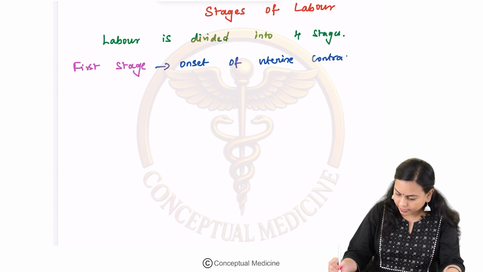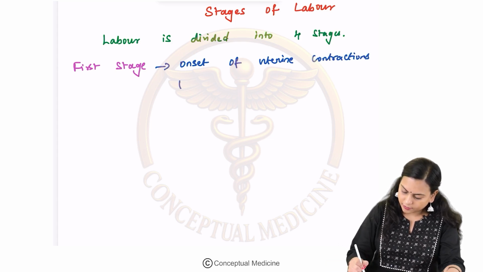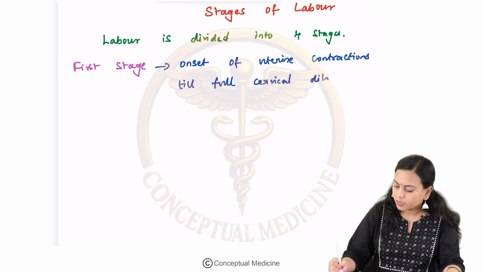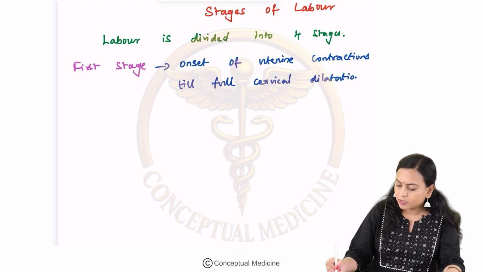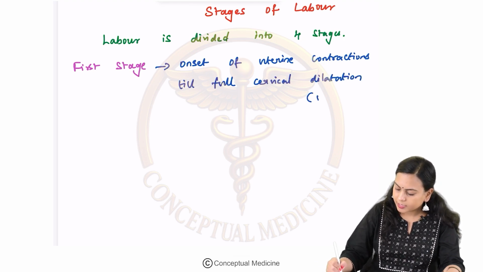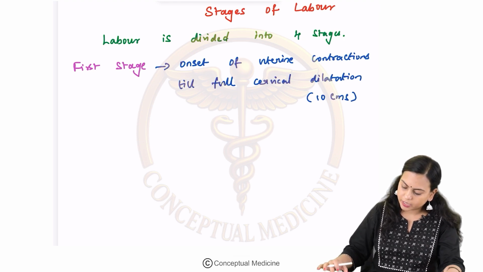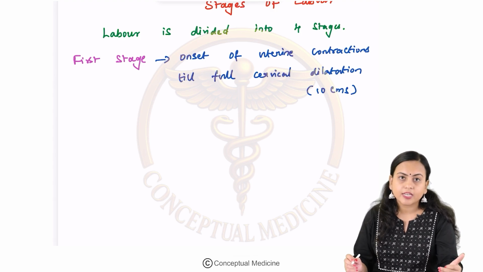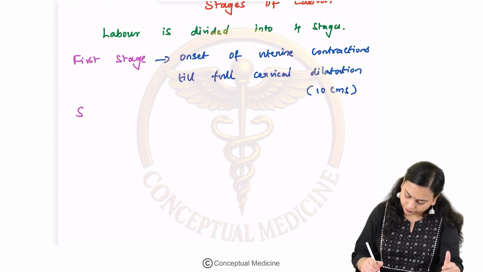Onset of uterine contractions till full cervical dilatation. So, this will be around 10 centimeters. Okay. And the second stage is from the full cervical dilatation to the delivery of the fetus.